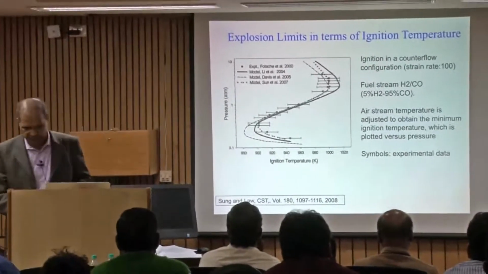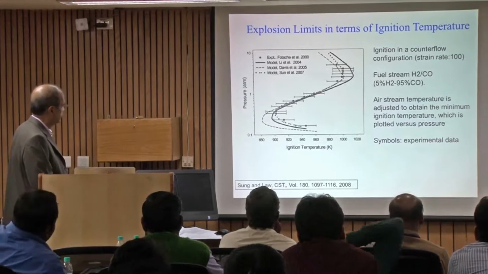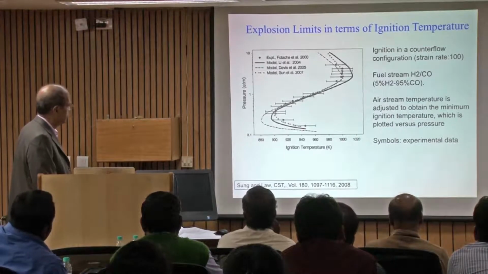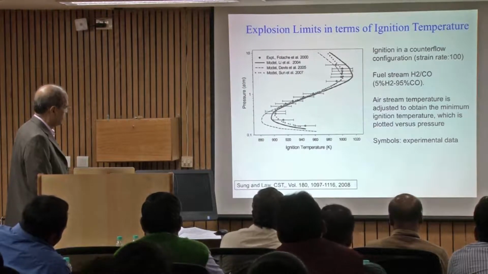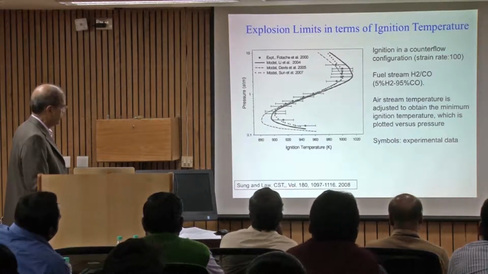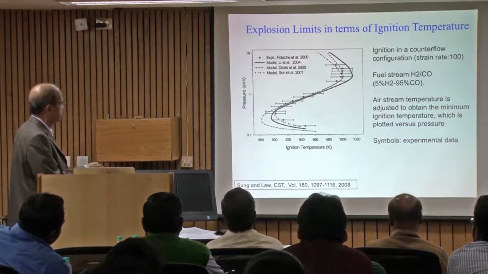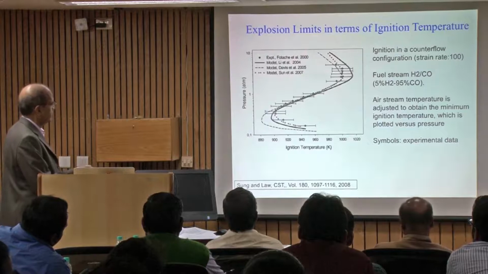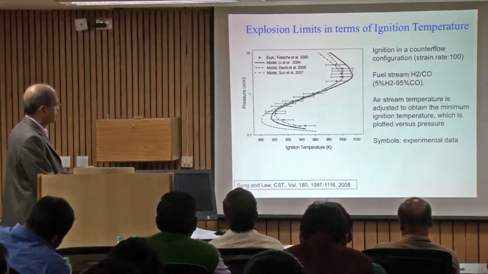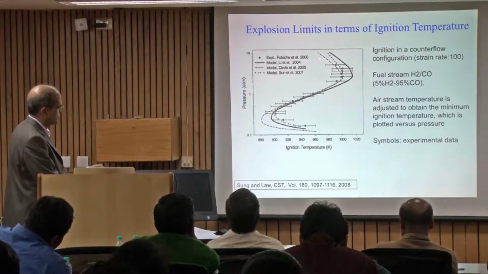And then you can see they plotted the results using different mechanisms. So there is some experimental data also there. This is more of a review paper. The work was done earlier. This is in 2008. But anyway, they use these three different mechanisms to compare with the experimental data. So basically all three mechanisms are producing these ignition limits.